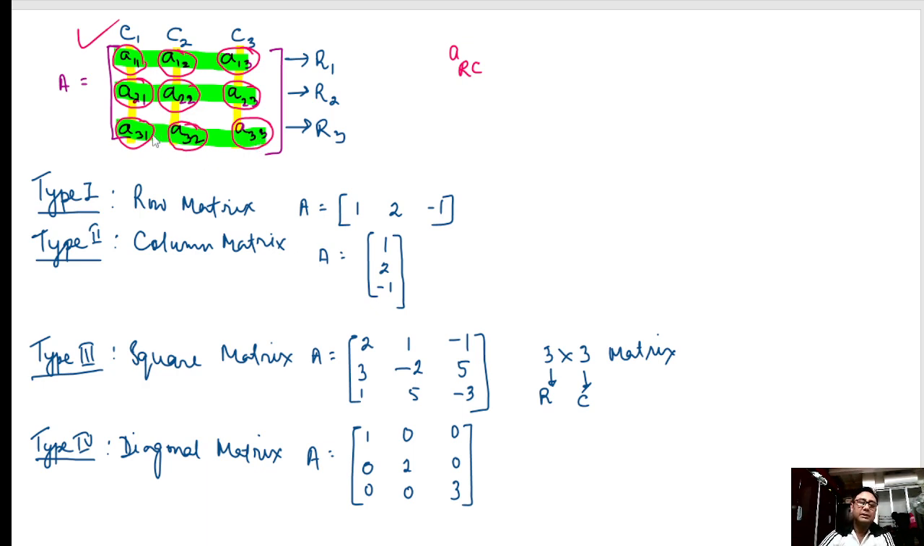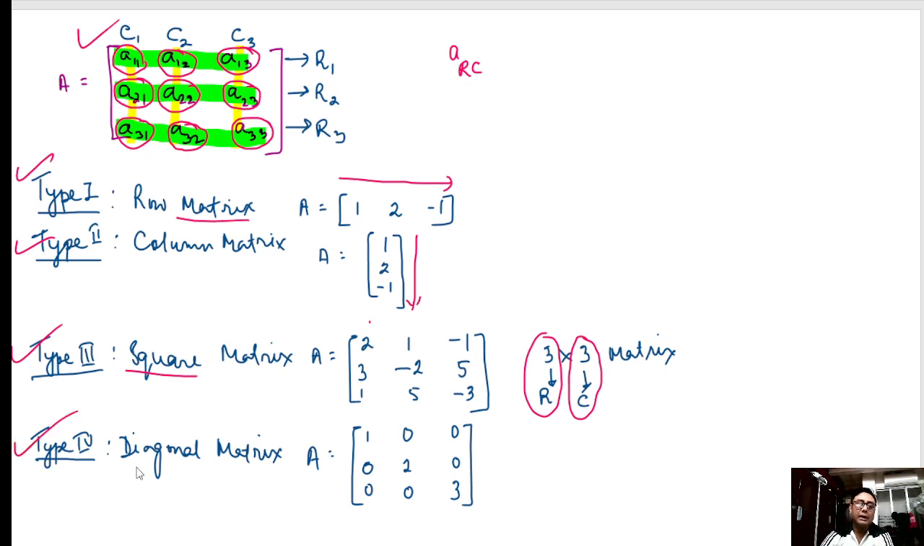So now let us see how many types of matrices there are. Type 1, row matrix. If you have only one row, we will call it a row matrix. Similarly, if you have only one column, it will be called a column matrix. Square matrix: see the number of rows. How many rows are there? There are 3 rows and 3 columns. If the rows and columns are the same, it will be called a square matrix.